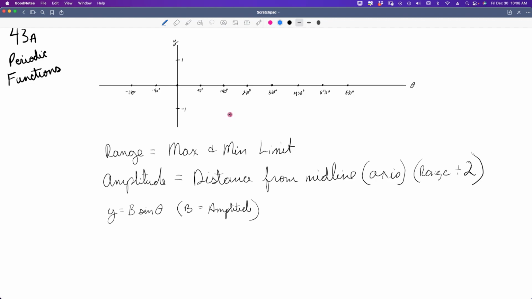Now there's a certain pattern that you're going to follow every time. And for y equals b sine of theta, this is what you're going to have. Actually, I'll start with 0, then 90 degrees, then 180 degrees, and then 270 degrees. We'll go a full 360. All right, and then 360.